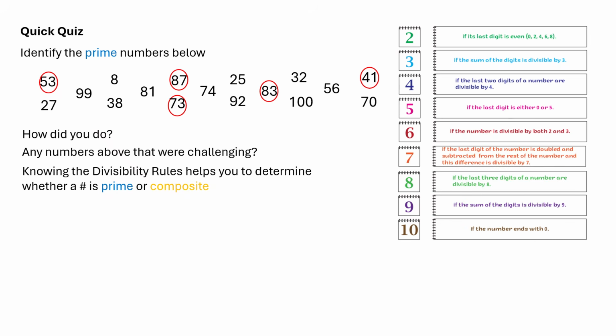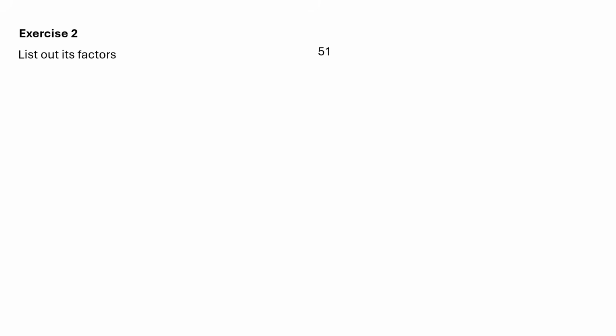Here are the divisibility rules off to the right. Pause the video if you need to write these down or review them. Resume the video when you're ready to move on. So here's exercise 2. Let's list out the factors of 51. So first, off the bat, 1 times any number are the first 2 factors of any number. But is this an even number? No. So we can't divide it by 2.